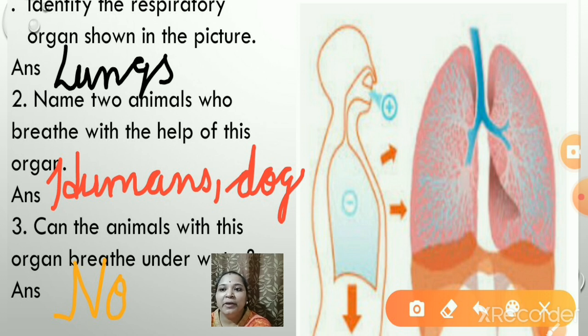So, the respiratory organ shown in this picture are lungs. Two animals who breathe with the help of lungs are humans and dogs. Third one, can the animal with this organ breathe underwater? The answer is no, because human lungs or lungs are not adapted to breathe underwater. Only animals with gills can breathe underwater.